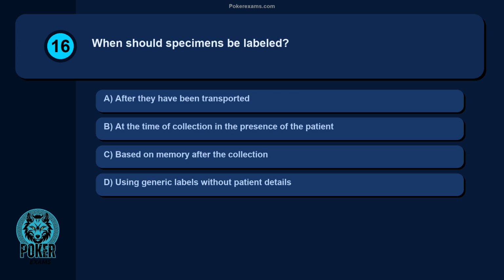Question 16. When should specimens be labeled? After they have been transported. At the time of collection in the presence of the patient. Based on memory after the collection. Using generic labels without patient details.